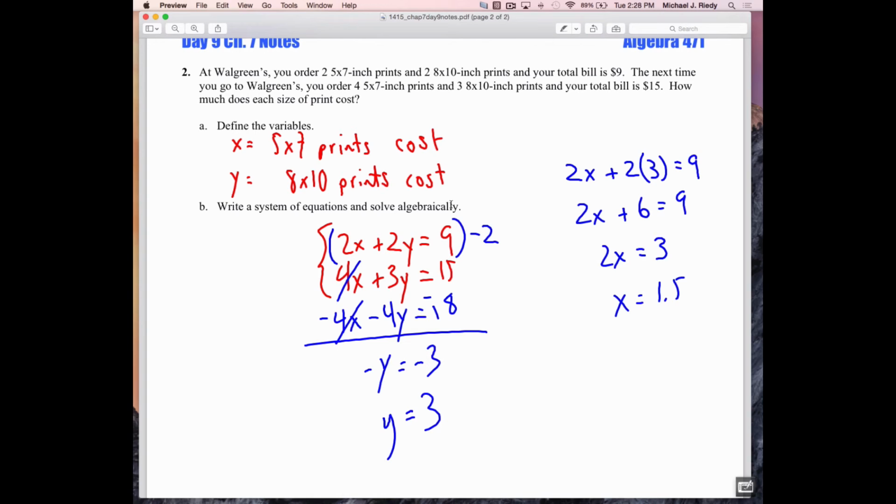Okay, Allie, summarize that answer in English, please. What does that mean? They each cost... $1.50. Which ones, the 5x7s or the 8x10s? The 5x7. Good, and how much do the 8x10s cost? $3. Perfect. So the 5x7s cost $1.50. Now we put our units back in there. And the 8x10s cost $3.